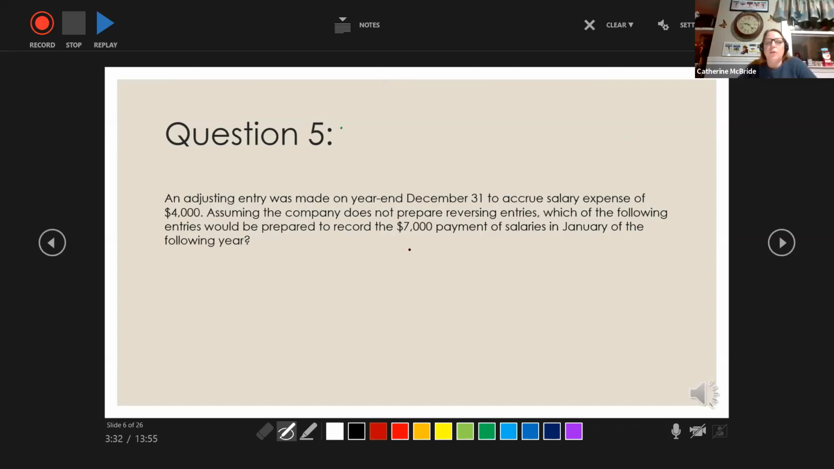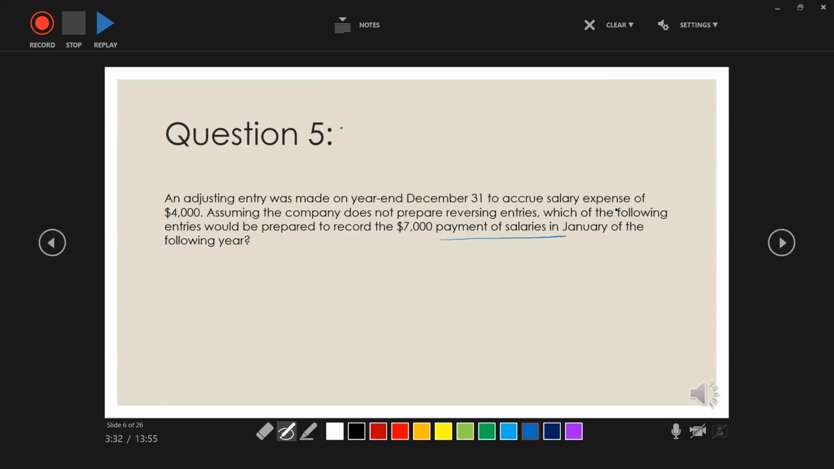Here we're going to do entries to record the payment of salaries in January. Okay, an adjusting entry was made on December 31st to accrue, hold on.